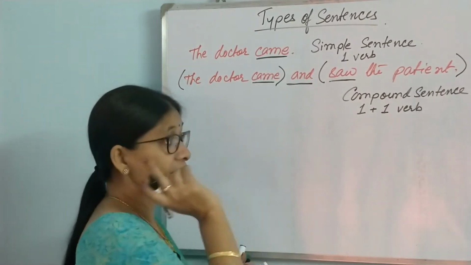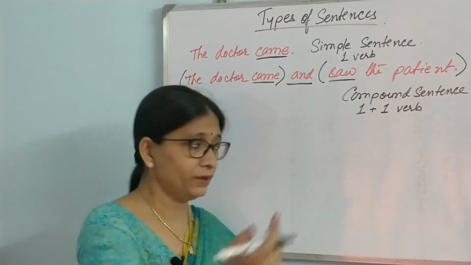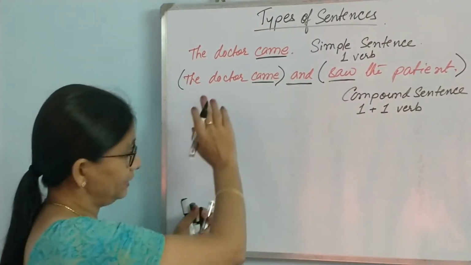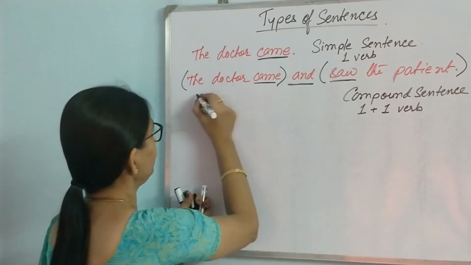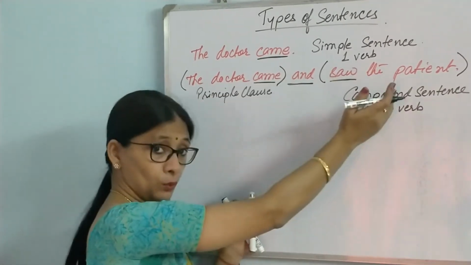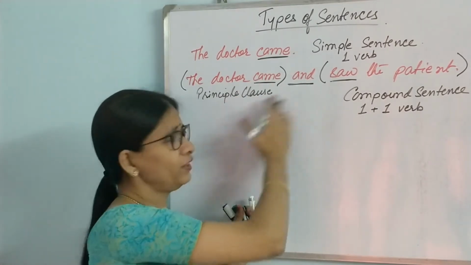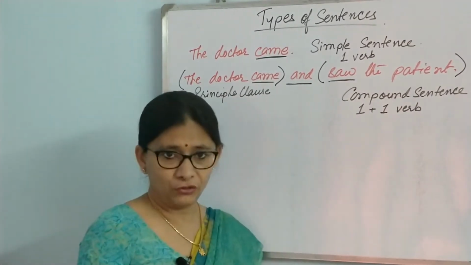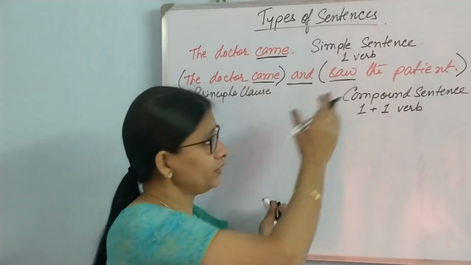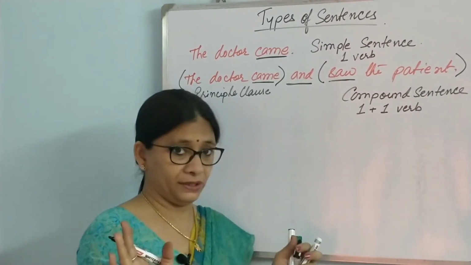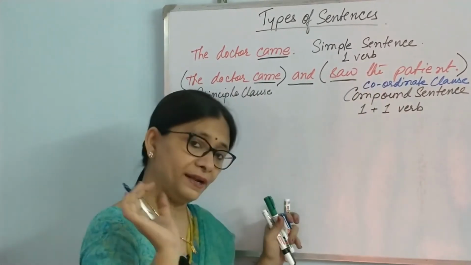Remember, a compound sentence will have 2 verbs minimum. They can have more also, but 2 has to be there. And in this compound sentence, we have 2 clauses. This is the main clause, which is known as the principal clause, and the other one, which is also independent, is a little bit dependent on the principal clause for its complete meaning. The doctor saw the patient gives one meaning, but the doctor came and saw the patient gives a slightly different meaning. So it is somewhat dependent, very little dependency is there. This clause is known as the coordinate clause.